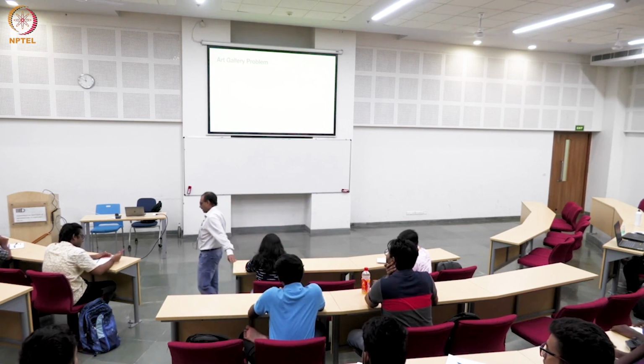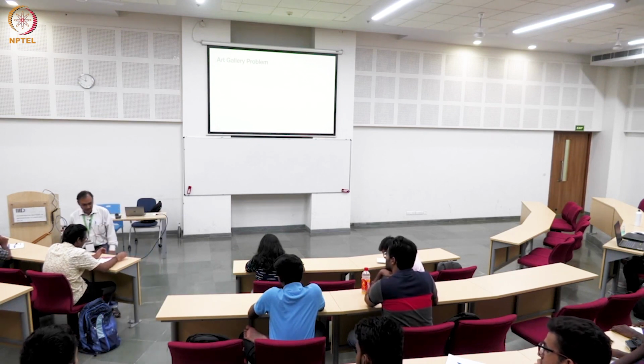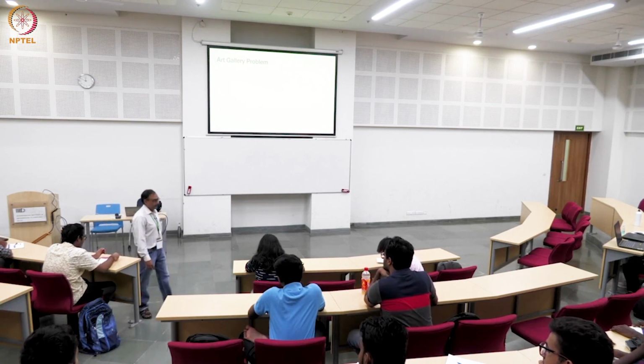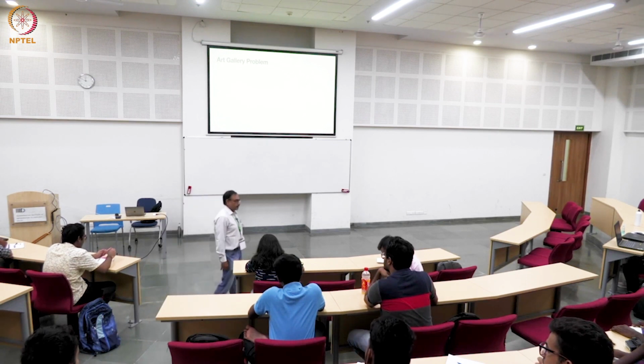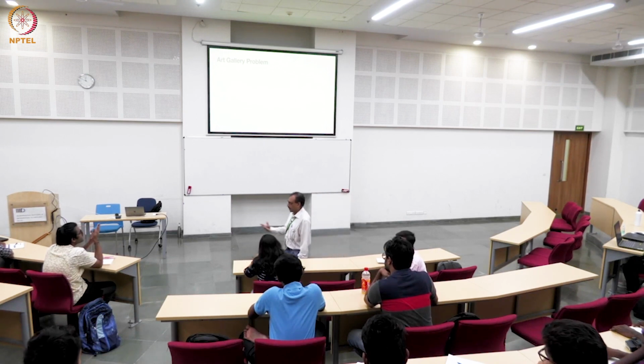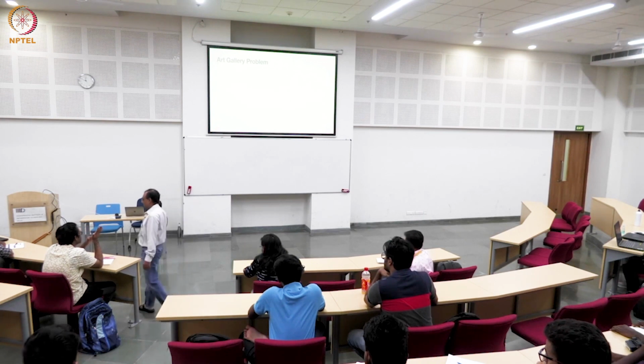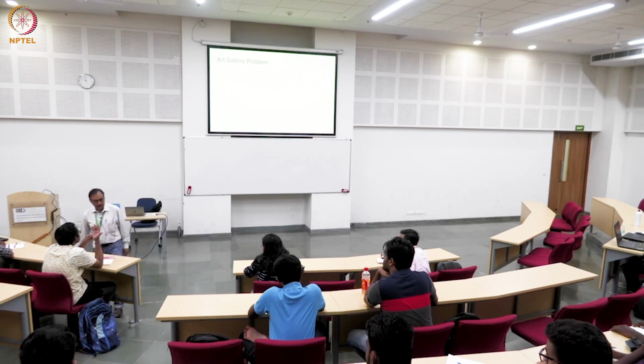Okay. Now, let us increase that and try to go deeper, and then we will define the problem better. Now, you are assuming that your museum or your art gallery is in the shape of a polygon. Okay. So, what is the simplest polygon you can think of? Triangle. Okay. We cannot have anything less than that.